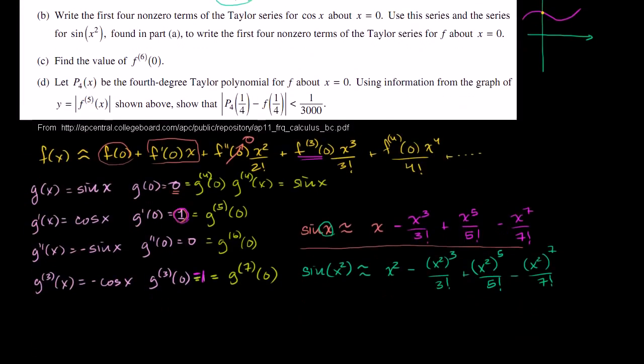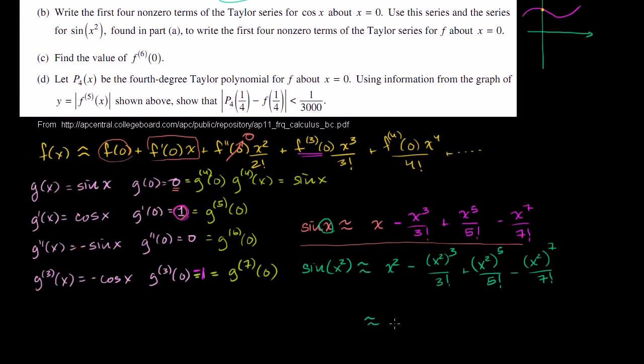And we could simplify this a little bit. This is going to be approximately equal to x squared minus x to the 6th over 3 factorial plus x to the 10th over 5 factorial minus x to the 14th over 7 factorial. So that's our second part of the problem.